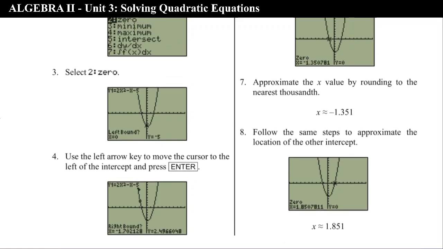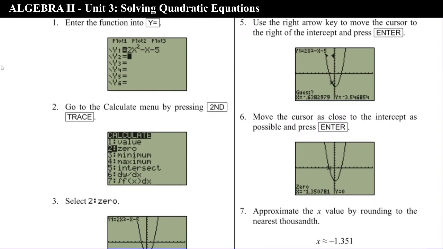Then in the next step, we'll go back up here to the top to step 5. You're going to use the right arrow key to move the cursor to the right of the intercept. Okay, so it'll end up right of the intercept. Remember, we're talking about left and right. We're moving along the x-axis, but we're moving along the x of this curve, okay? So once you're to the right of it, you're going to hit enter.